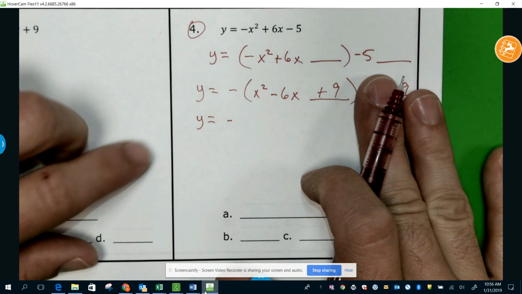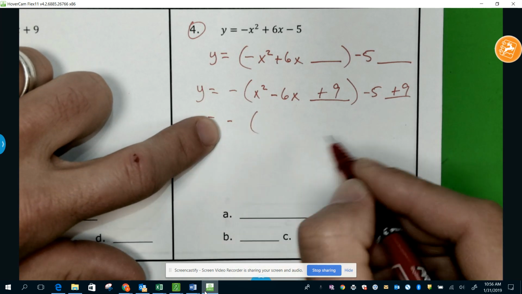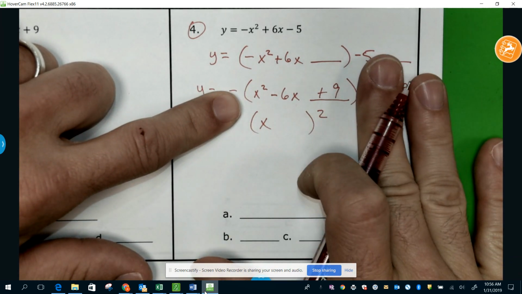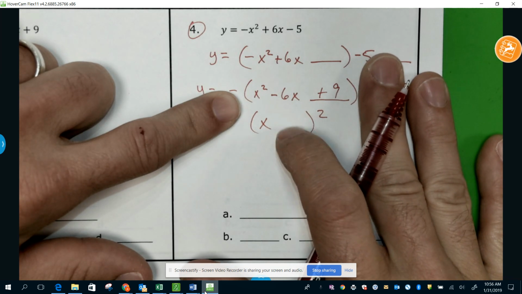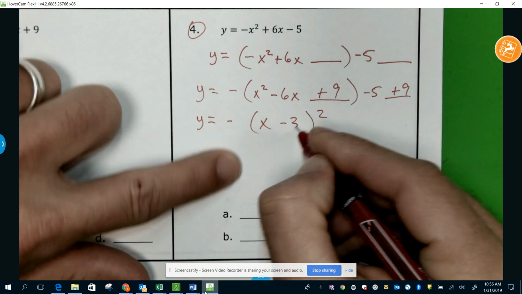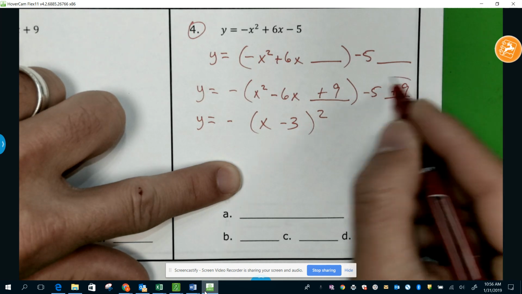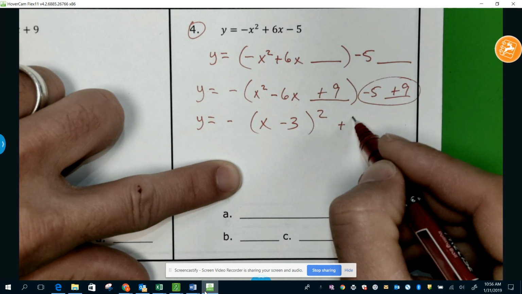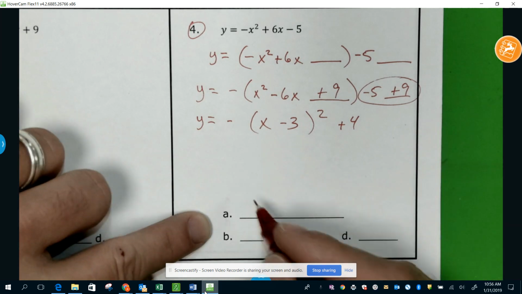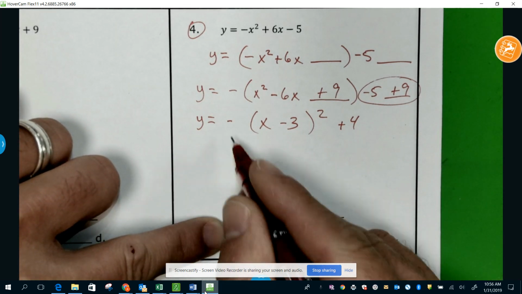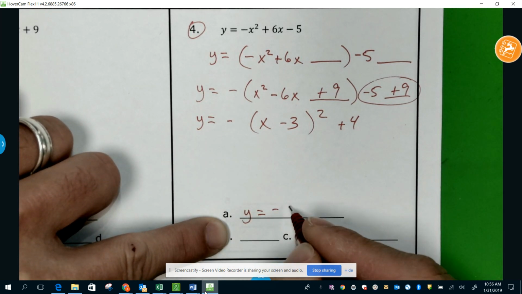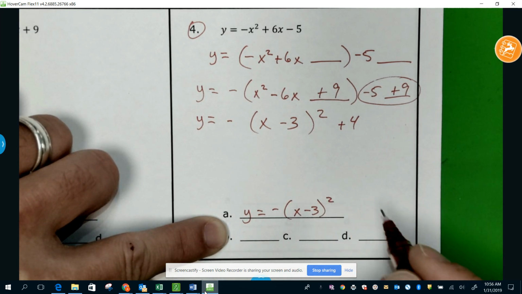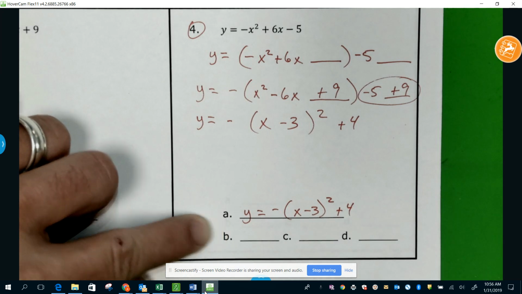So now I'm able to factor this trinomial with my shortcut. So I know I need an x, and then what number goes here? Half of my middle term, half of negative 6, which was negative 3. And then combine the like terms at the end. Negative 5 plus 9 is positive 4. So vertex form: y equals, now I have a negative out front that I had to take out as our GCF, x minus 3 squared plus 4.